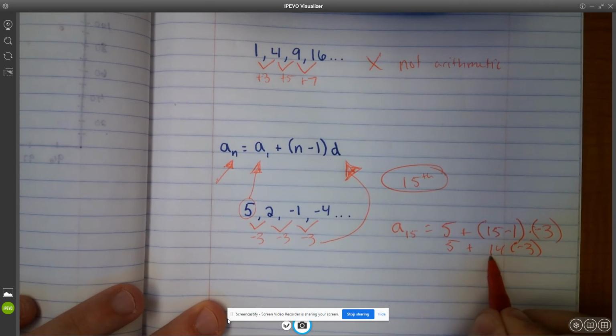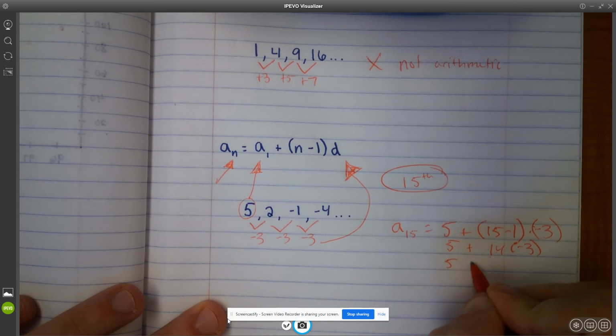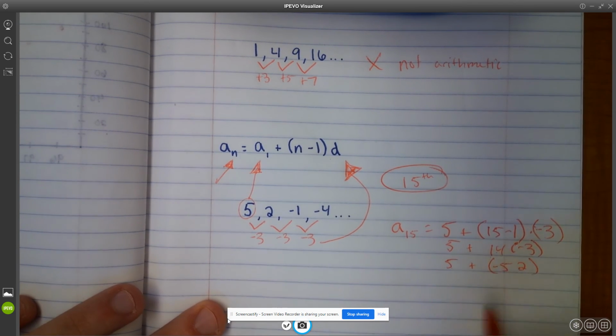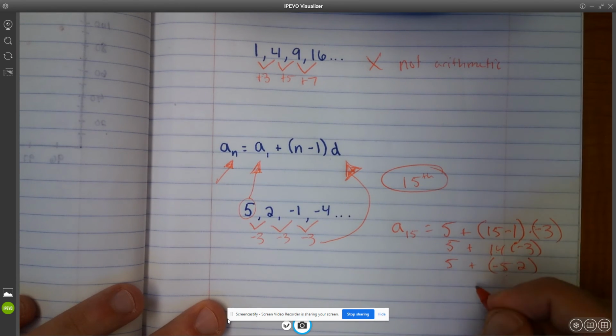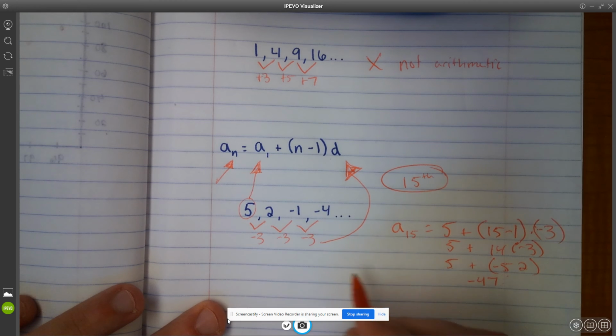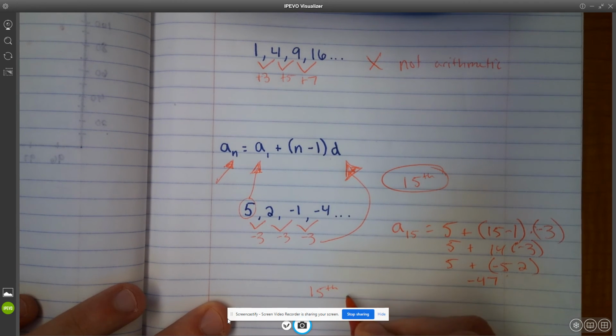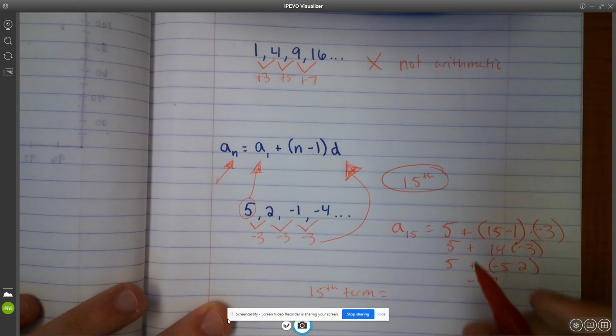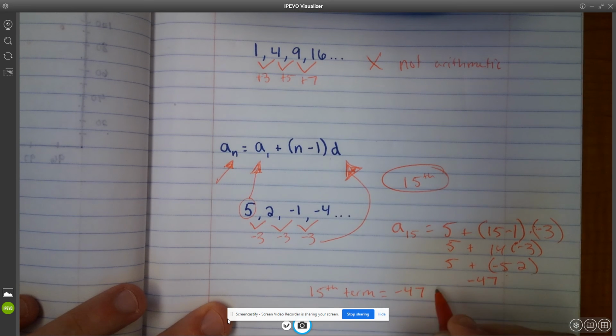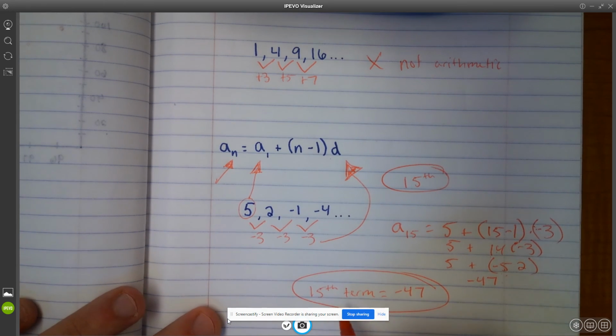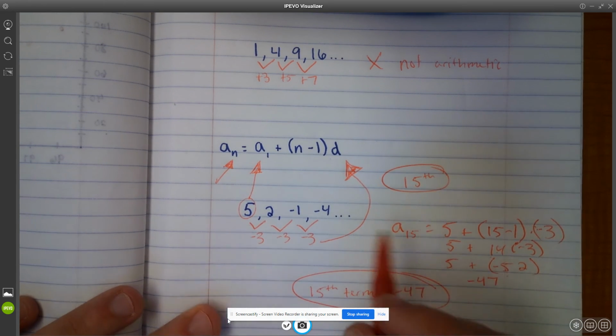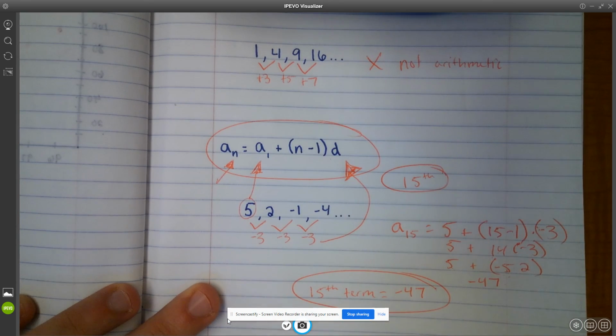Well, 3 times 14: 3 times 10 would be 30, times 4 would be 12. That would be -42. 5 plus -42. Positive and negative, the negative is bigger, so it's going to be -37. So the 15th term is equal to -37. And again, I could do this for any number in this sequence, and this formula would hold true.